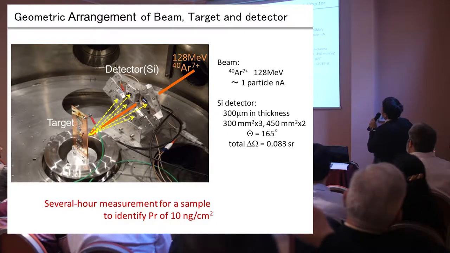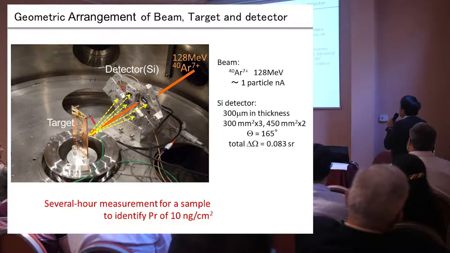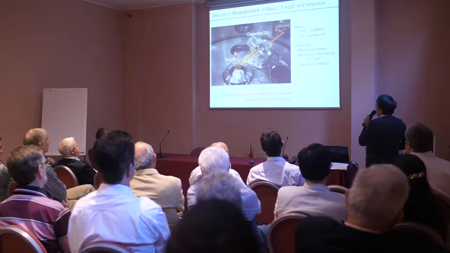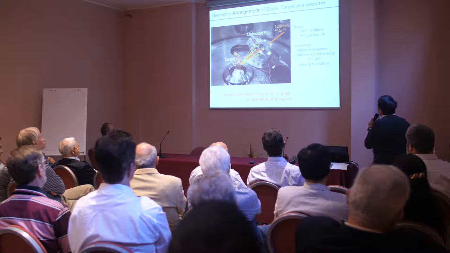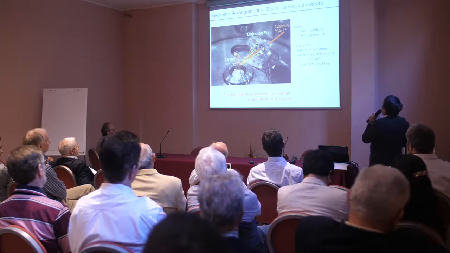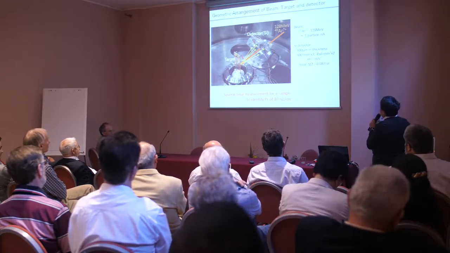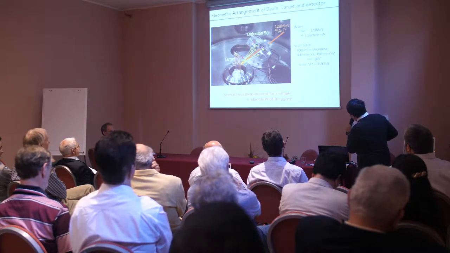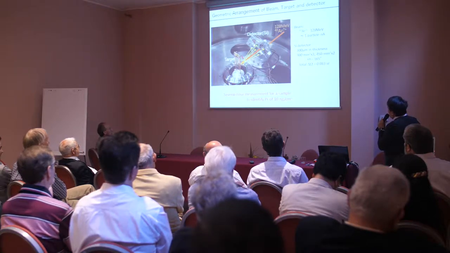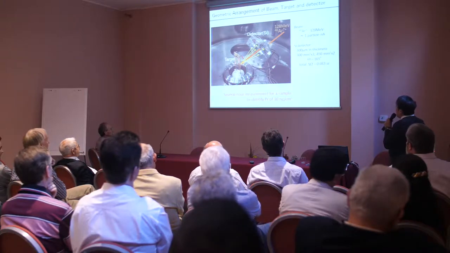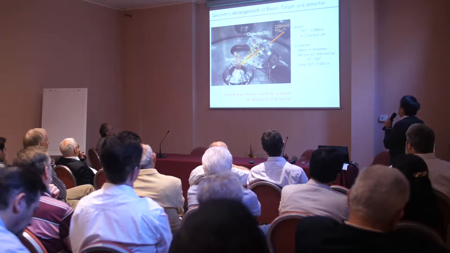The geometric arrangement of beam, target and detector is this. The beam is argon-40 at 128 mega electron volts, with a current of 1 particle nanoampere. We use 5 silicon detectors, 300 micrometer thickness. The detectors were arranged at this height, and the argon beam goes straight to the irradiated targets, and the scattered argon ions are detected by these 5 detectors.